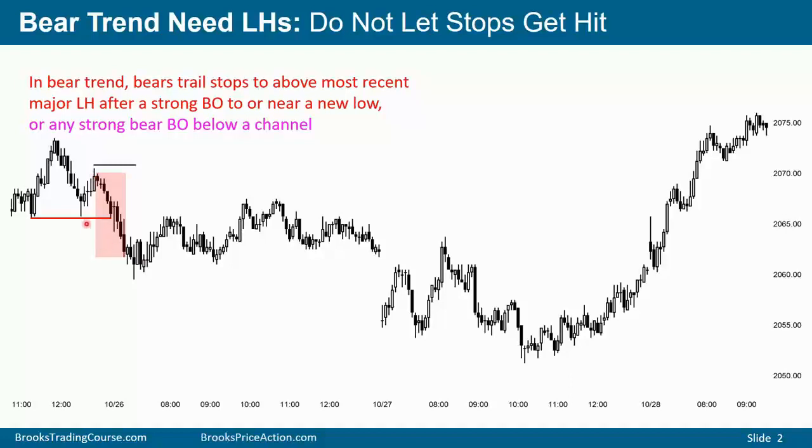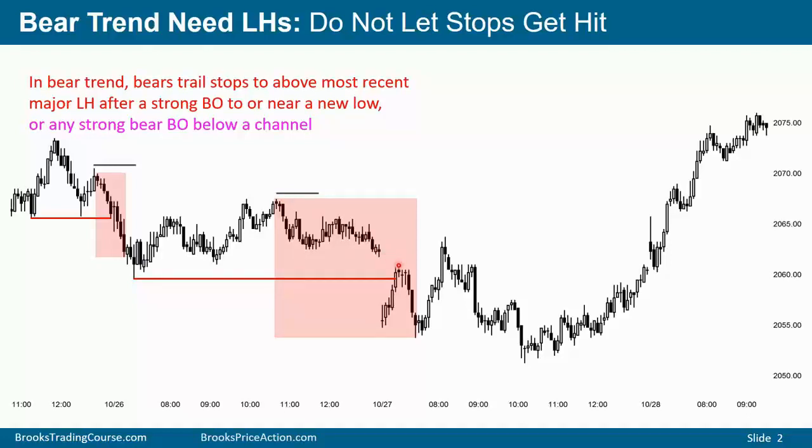We have a strong breakout to a new low. Is this a major high? Well, it probably is after that many bars down. A lot of traders would still consider this to be the major lower high because this reversal up is so minor. Took a lot of bars, but we broke to a new low. We have a gap down and another breakout here. So this is a major lower high.